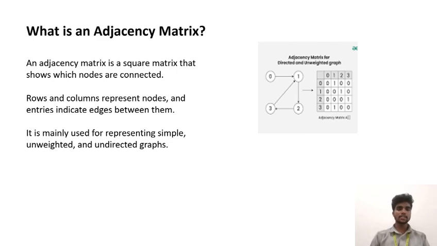An adjacency matrix is a square matrix that shows which nodes are connected. Rows and columns represent nodes and entries indicate edges between them. It is mainly used for representing simple, unweighted, and undirected graphs.